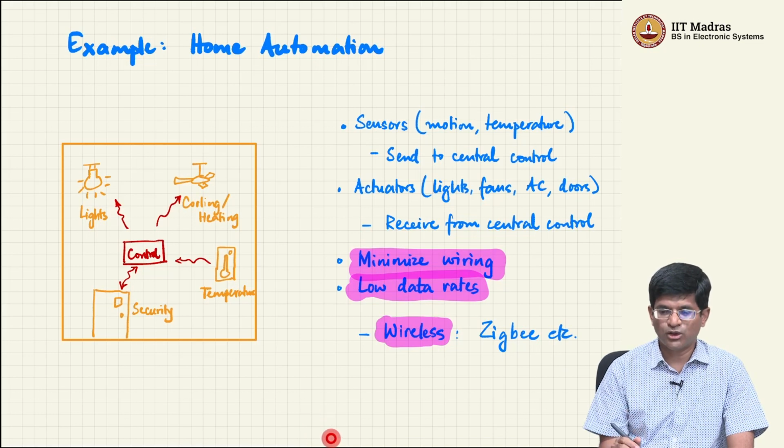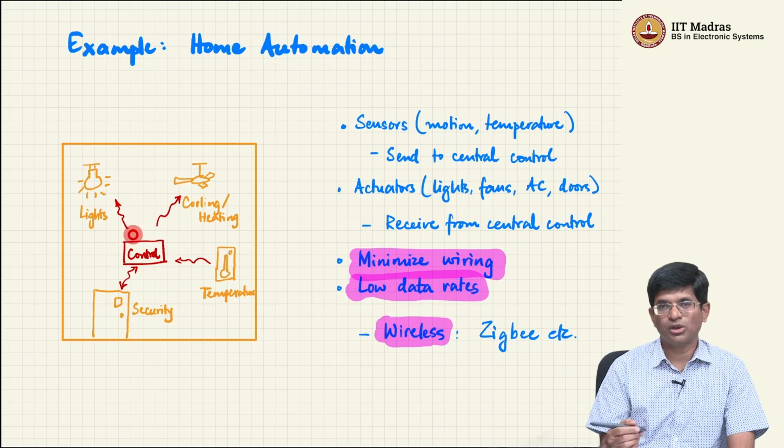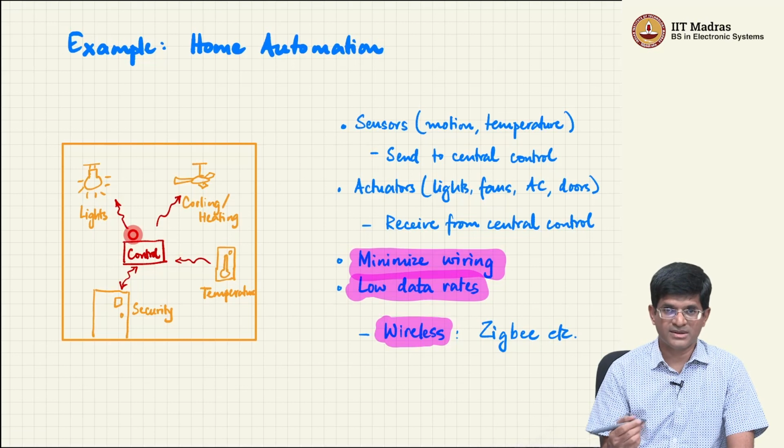One other property that you might notice over here is that the data rates are typically low. You are just giving an on or off condition and maybe a temperature reading once a minute or something like that. It's not a huge amount of data. So, this is an ideal scenario for, let's say, a wireless communication protocol, where I could have a centralized control sitting in one place. I don't want to pull a whole lot of new wires all over the house, but at the same time I need to be able to communicate back and forth.